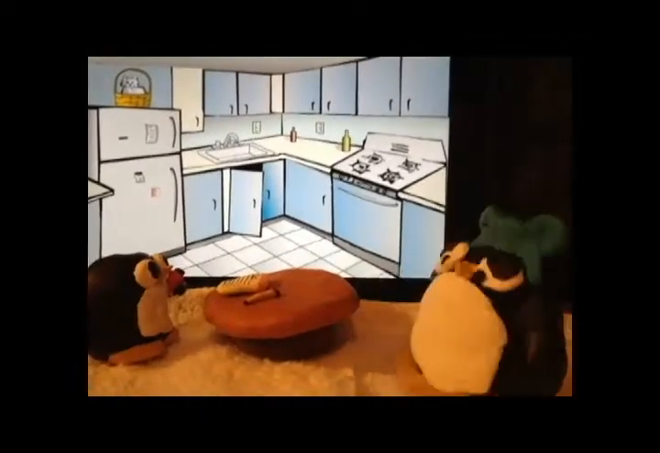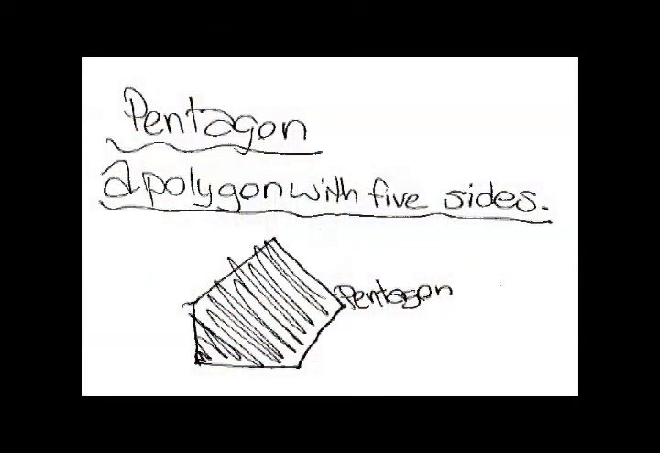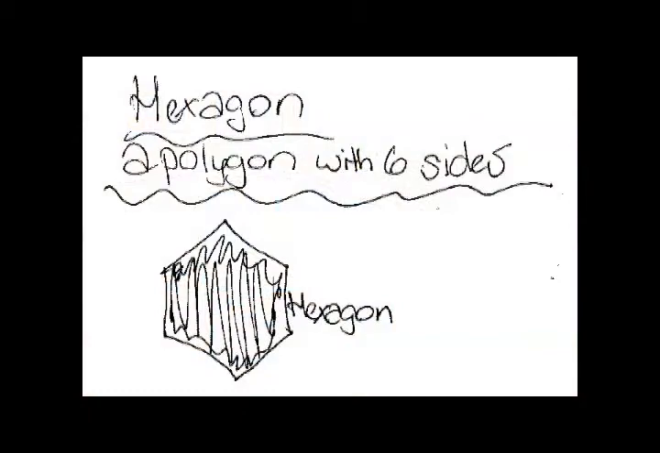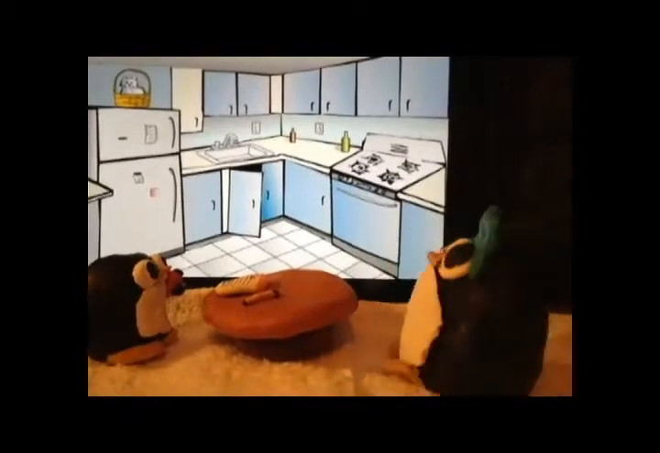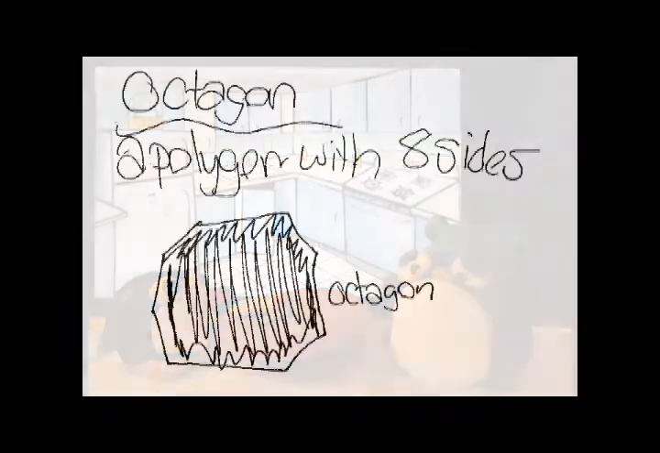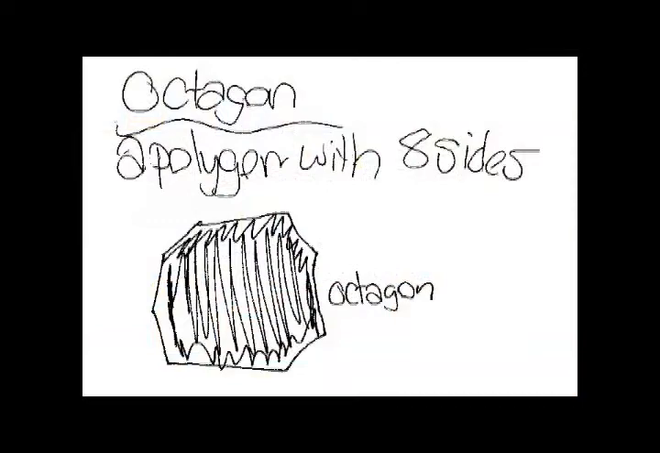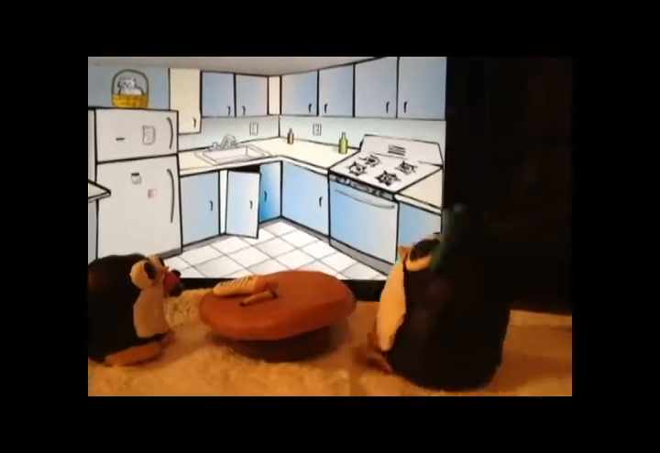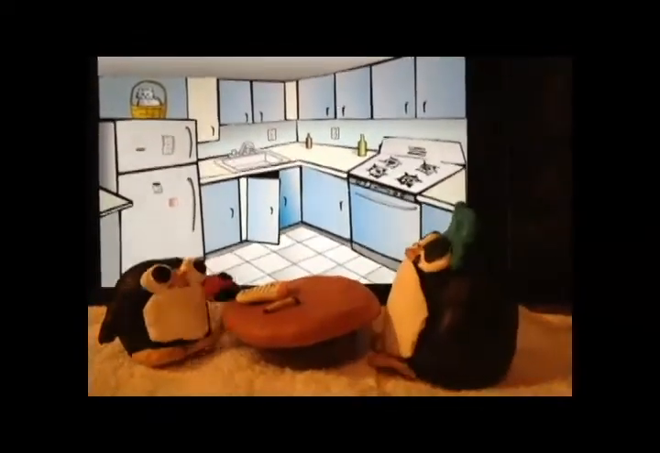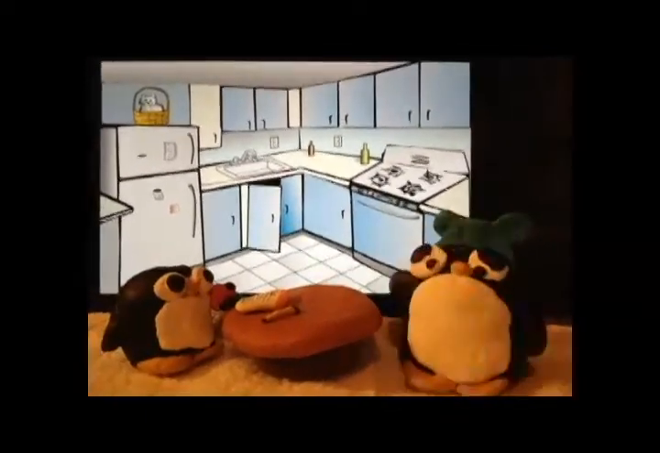A pentagon is a shape with 5 sides, like the Pentagon building in Washington, D.C. A hexagon is a shape with 6 sides, like this. An octagon is a shape with 8 sides, like a stop sign. Now, anything else? Yep. What's an equilateral, isosceles, acute, right, obtuse, and scalene triangle?